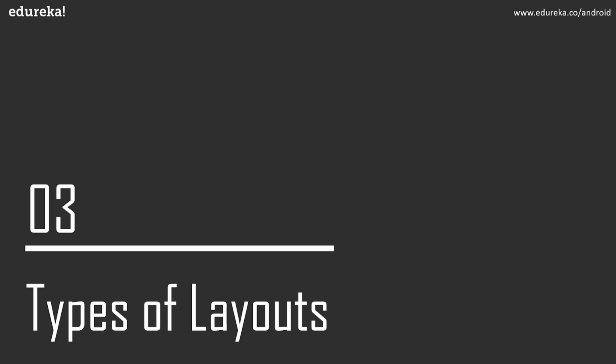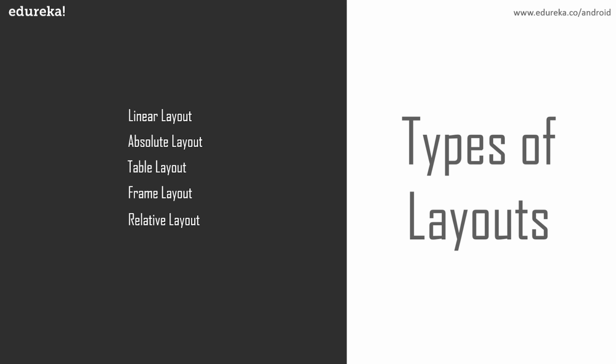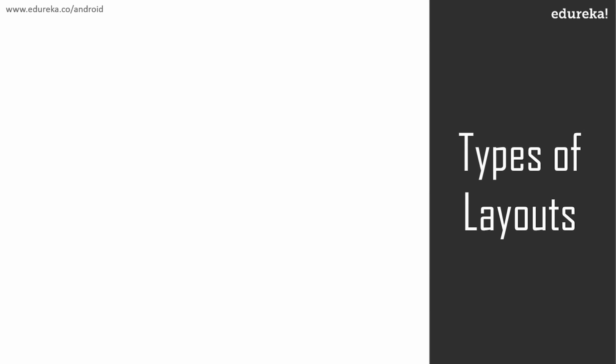Now let's take a look at the different types of layouts that are present in Android development. There are a number of layouts provided by Android which you will use in almost all Android applications to provide different view, look and feel. Here are a few which I'll be talking about: linear layout, absolute layout, table layout, frame layout, and relative layout. These are considered the standard layouts or view groups that can be used for an Android application. Now let's explore each one of them in detail.